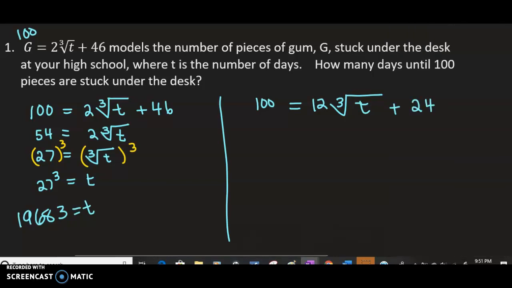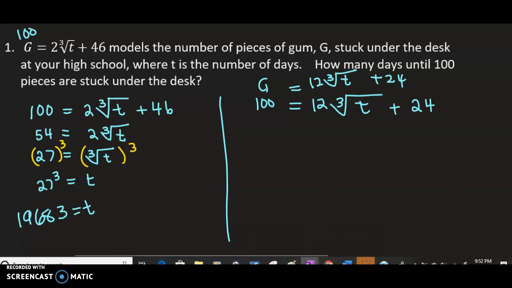So suppose you had this model here, where G is equal to 12 times the cube root of t plus 24. This will give us a more reasonable answer, because if you just divide that by 365, that's the number of years. I think you get more than 100 pieces of gum stuck to a desk in a high school in 1 year, at least. But anyway, this was just a made-up problem. So let's see what we get here.